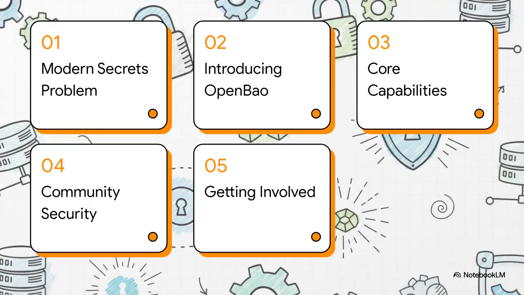All right, so here's what we've got on tap. First, we'll dig into what we mean by the modern secrets problem. Then we'll introduce OpenBao and how it's designed to fix it. We'll get into its core features, talk about why its community-led approach is so important, and finally, show you how to get involved. Sound good?